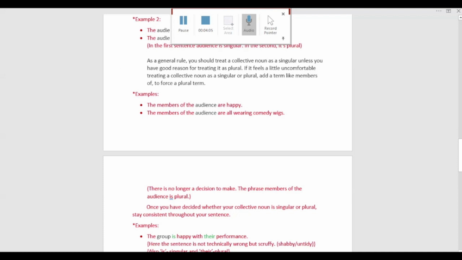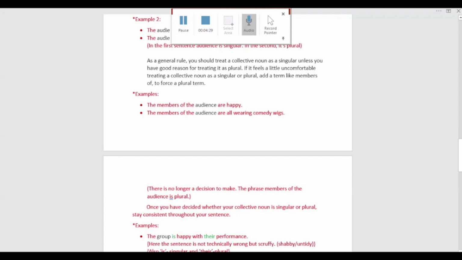Okay. As a general rule, you should treat a collective noun as singular unless you have good reason for treating it as plural. So whenever you are going to use your collective noun as a plural, you should have a valid reason for it. That's very important.